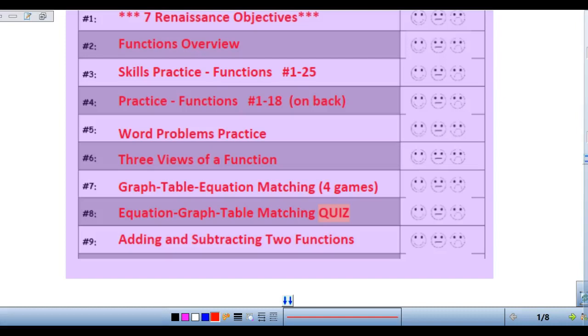Hi guys. So first thing you want to do today is add this to number 9 on your tracker. Today we're going to be adding and subtracting two functions. So this is called doing a composition function. Means you're doing more than one thing at a time.